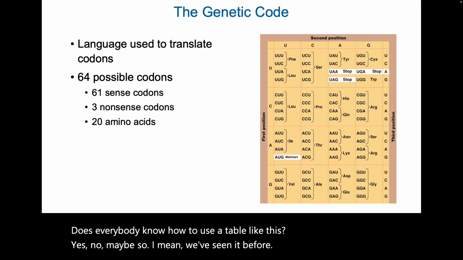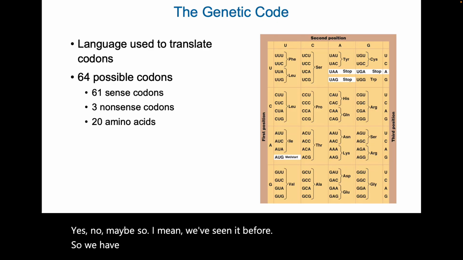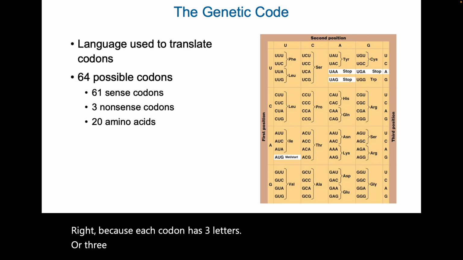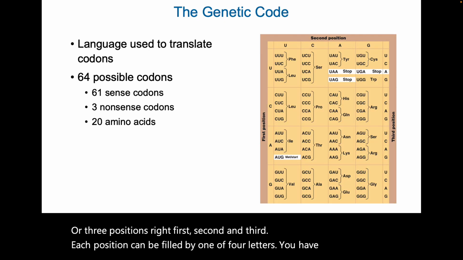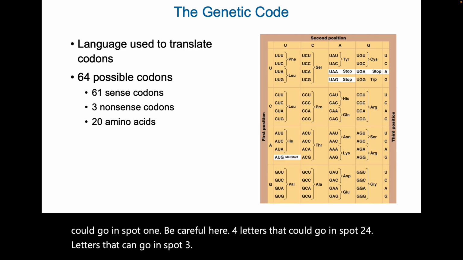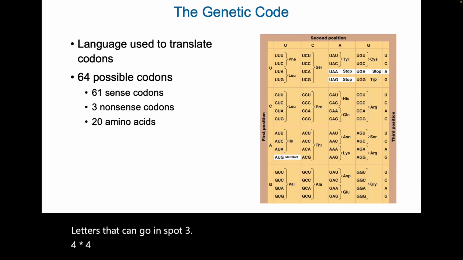So we have 64 possible codons, because each codon has 3 letters, or 3 positions: first, second, and third. Each position can be filled by one of 4 letters. So you have 4 letters that could go in spot 1. Be careful here. 4 letters that could go in spot 2, 4 letters that can go in spot 3. 4 times 4 times 4 is 64. So we have 64 combinations.